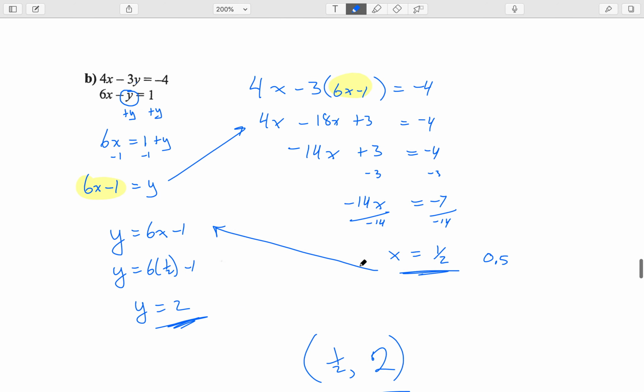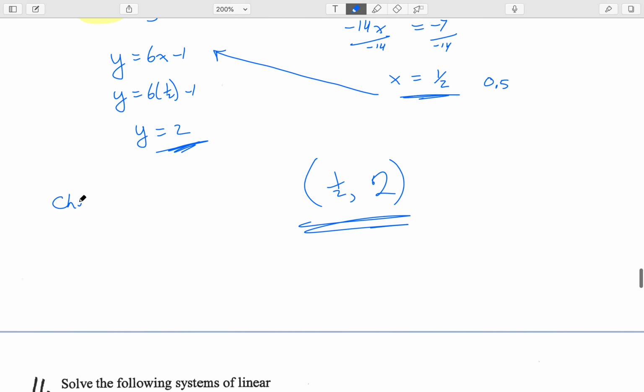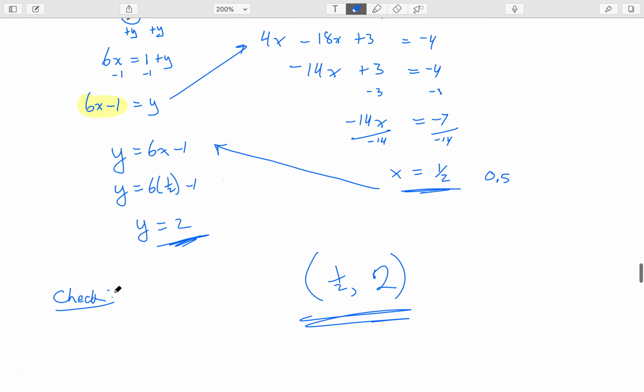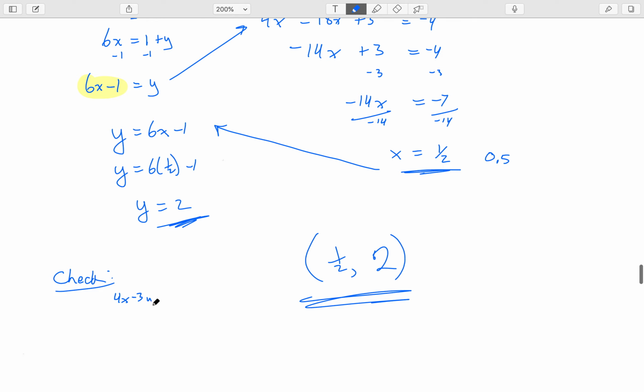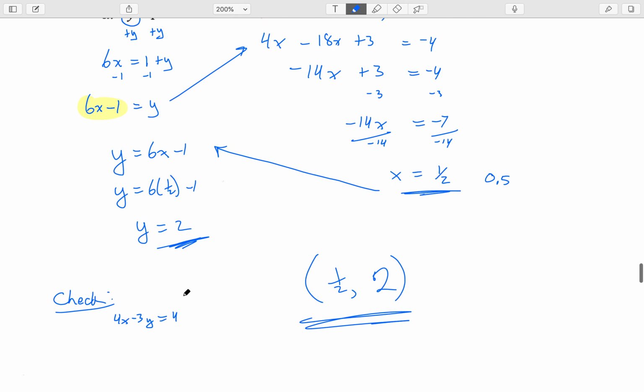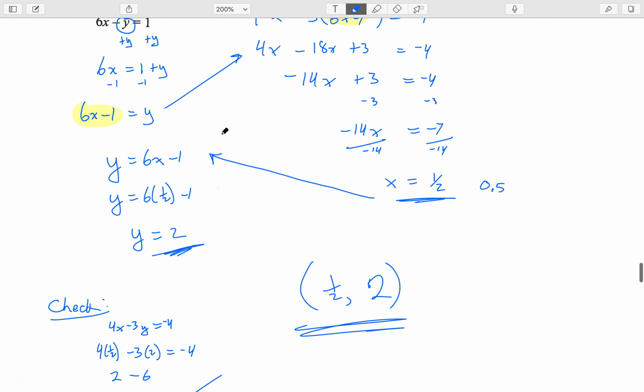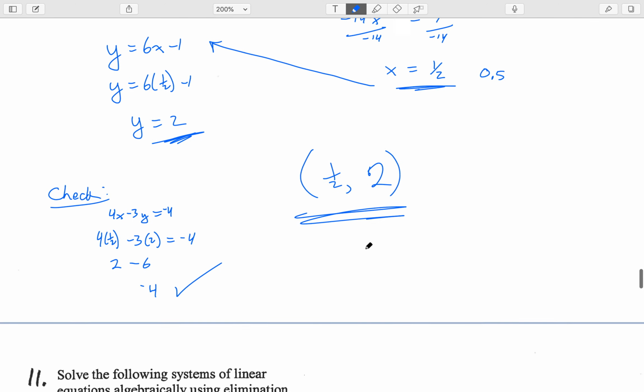Now, did they say check these ones? Let's do one quick little check here. Remember, if they ask you to check it, here's what you do. Step 1, write out the equation. 4x minus 3y is equal to, sorry, minus 4. Step 2, plug in your x value. X is a half, so this is 4 times a half, and 3 times 2. So is that equal to negative 4? I'm not sure. So this is going to be 2 minus 6, which is negative 4. Yes, it is. Ta-da! So that one actually works. Let's check it with the other one. 6x minus y is equal to 1.